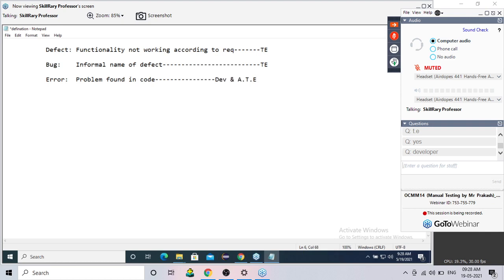Why am I saying automation test engineers also? Because, boss, automation test engineers also write code. We also write code, which I'll teach you in regression testing. So this word error may be used by developers or automation test engineers. But normally when we are testing, we should never use the word error.